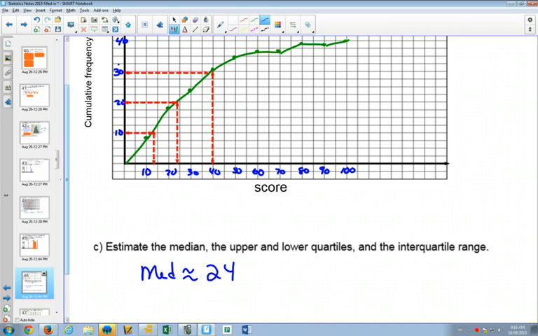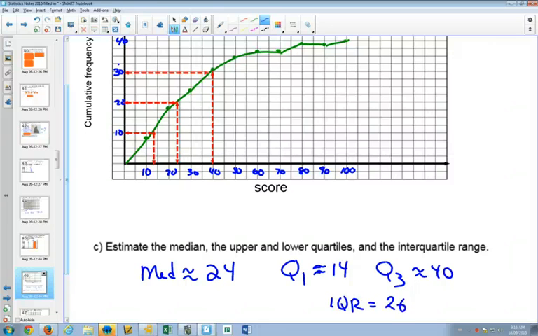So quartile 1, looks like I've got about 14 there. Quartile 3 appears to be at about 40. So our interquartile range is 26. Again, approximate science.